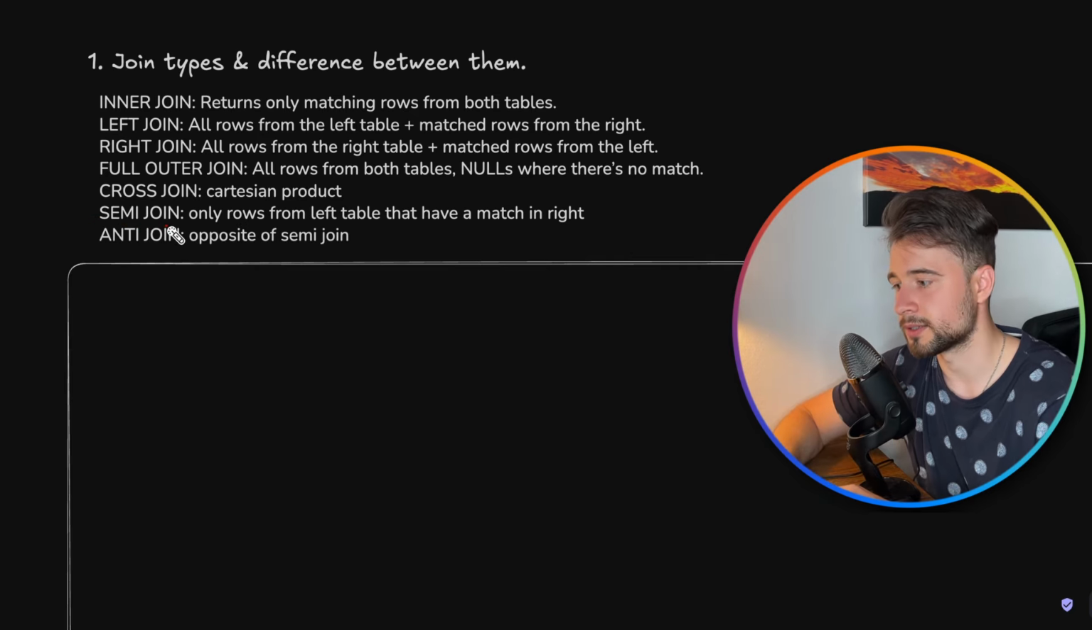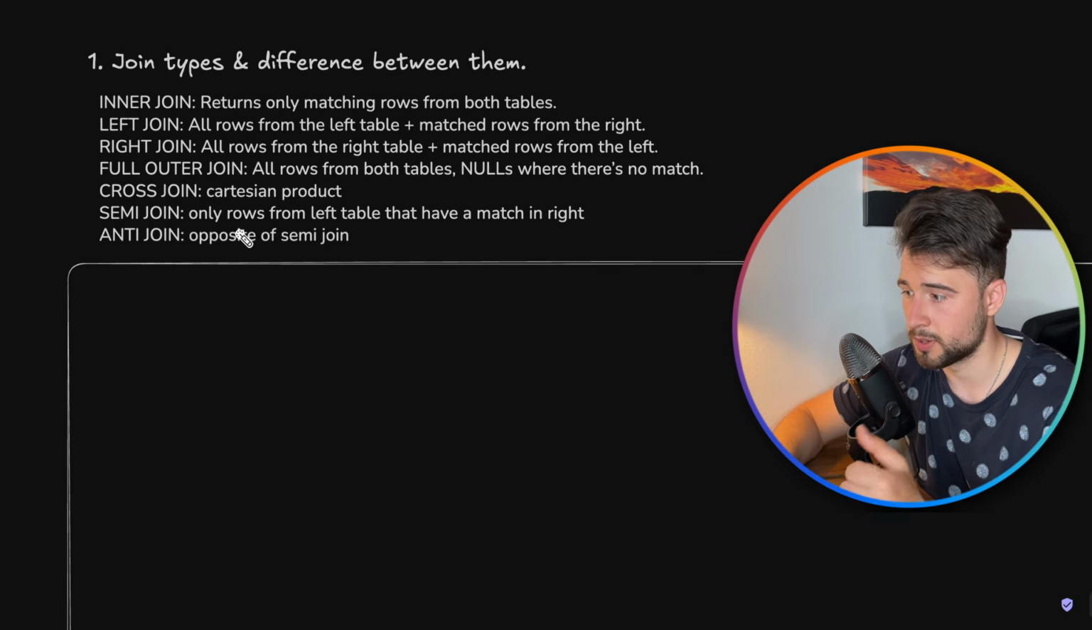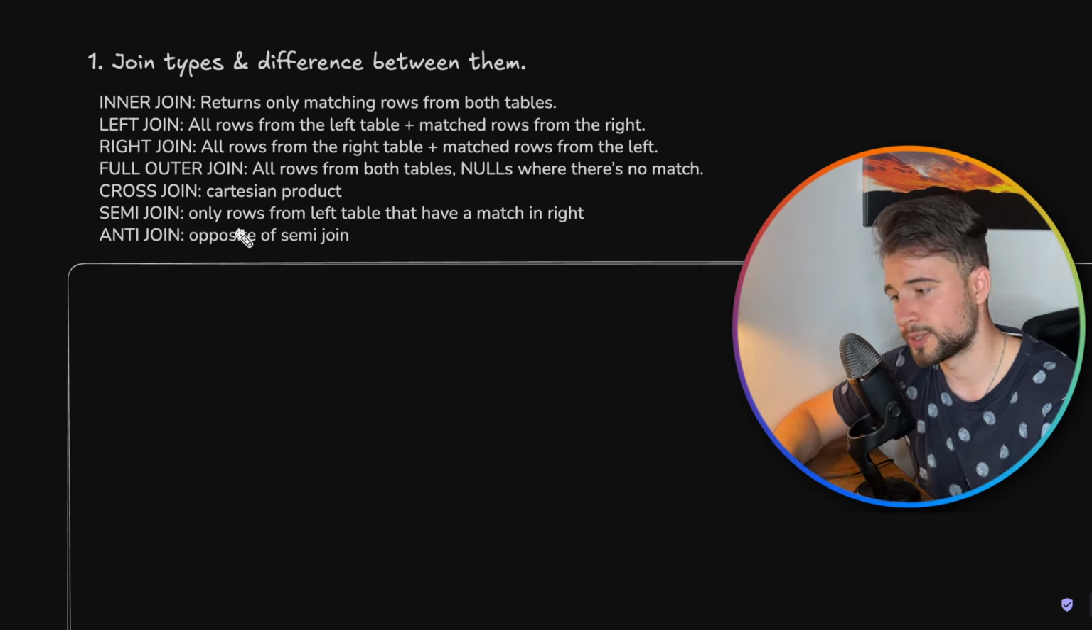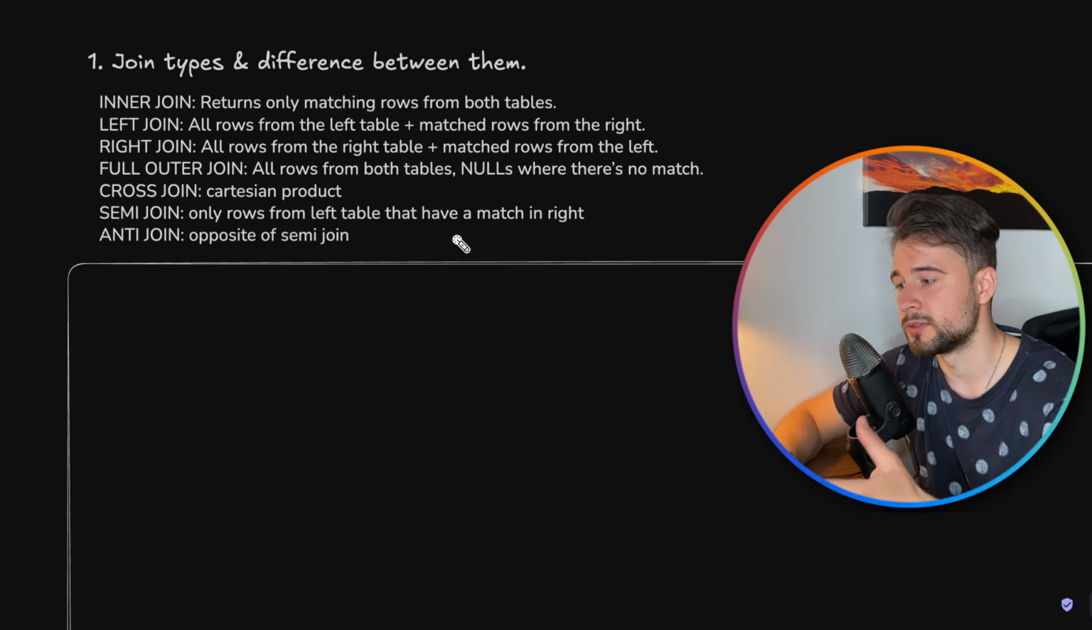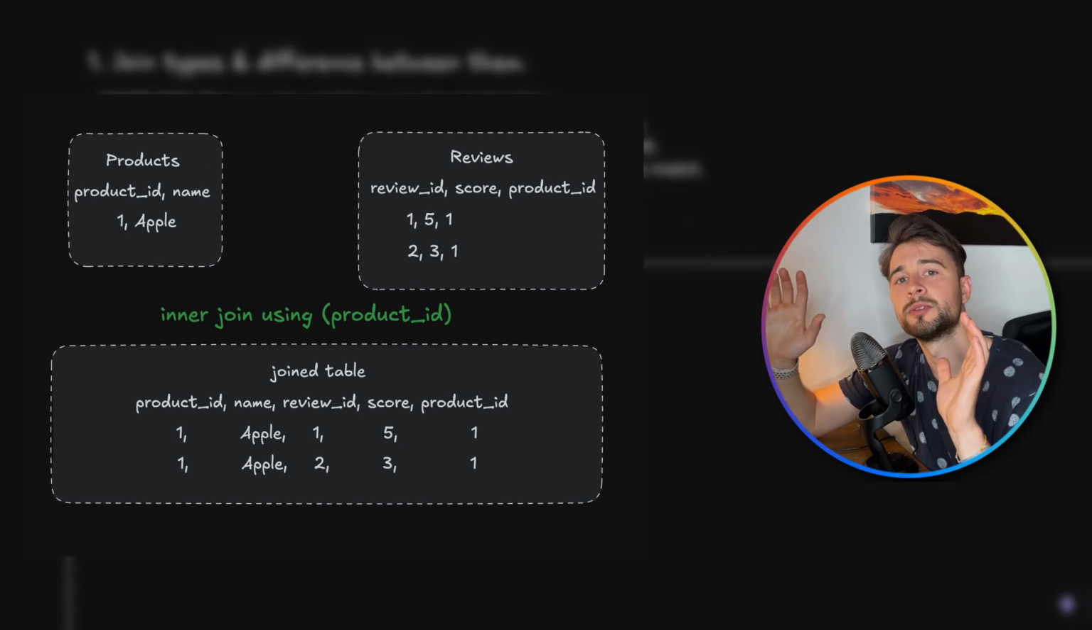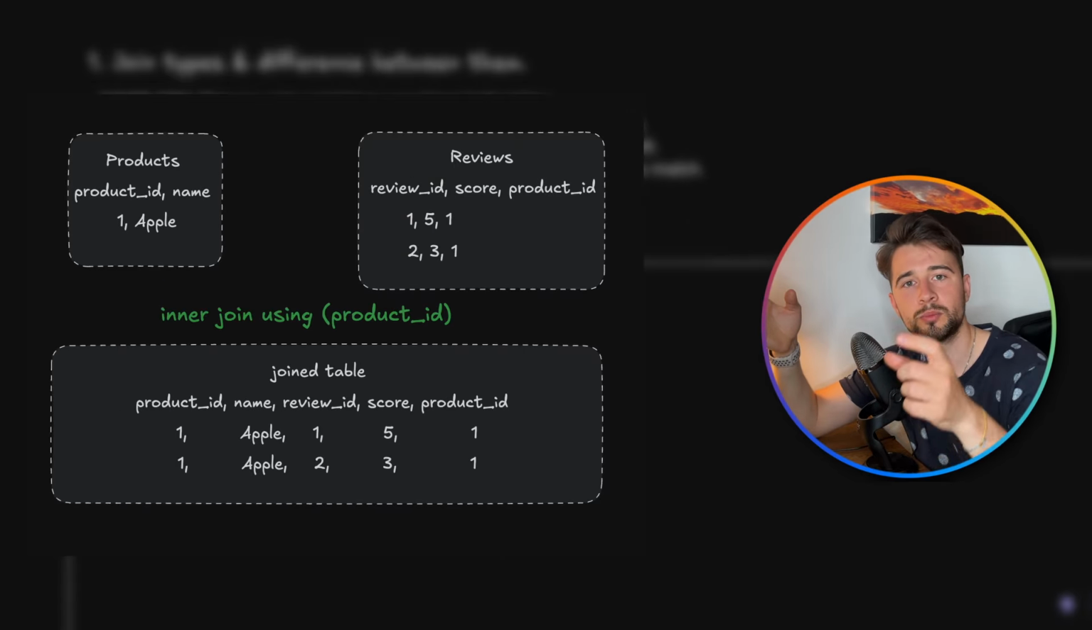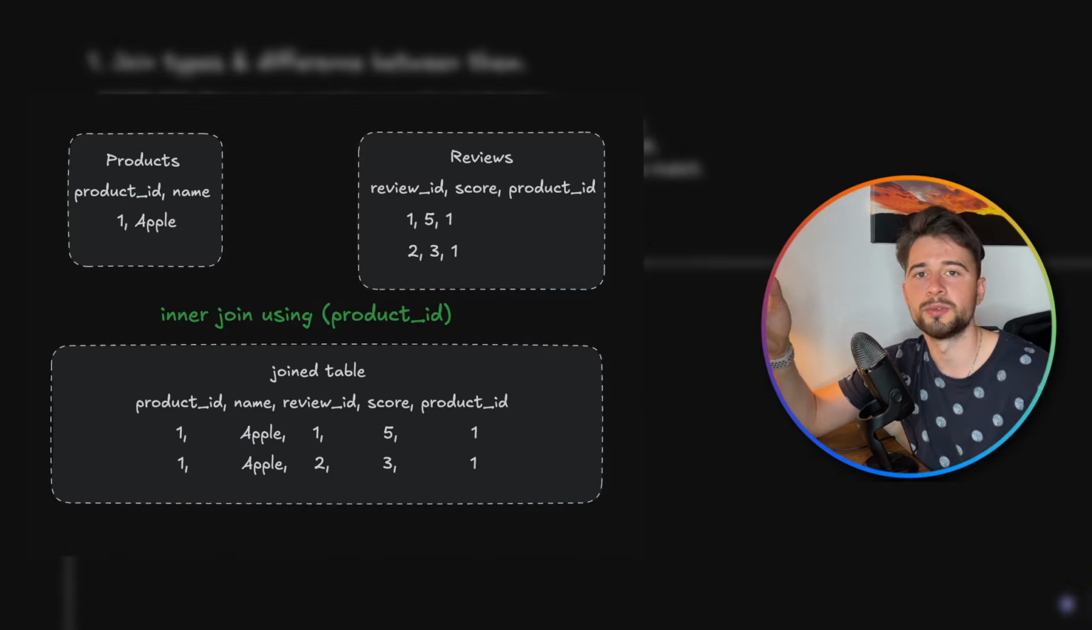Another join is semi-join. For this join type, we get only rows from the left table that have a match in the right table. And the fair question here to ask is, how is it different to the inner join? I'll try to answer this question with a quick and simple example. Let's say we have two tables, products and reviews. In the products table, we have product ID and product name. In reviews, we have review ID, product ID to match it with the product, and some other review fields.